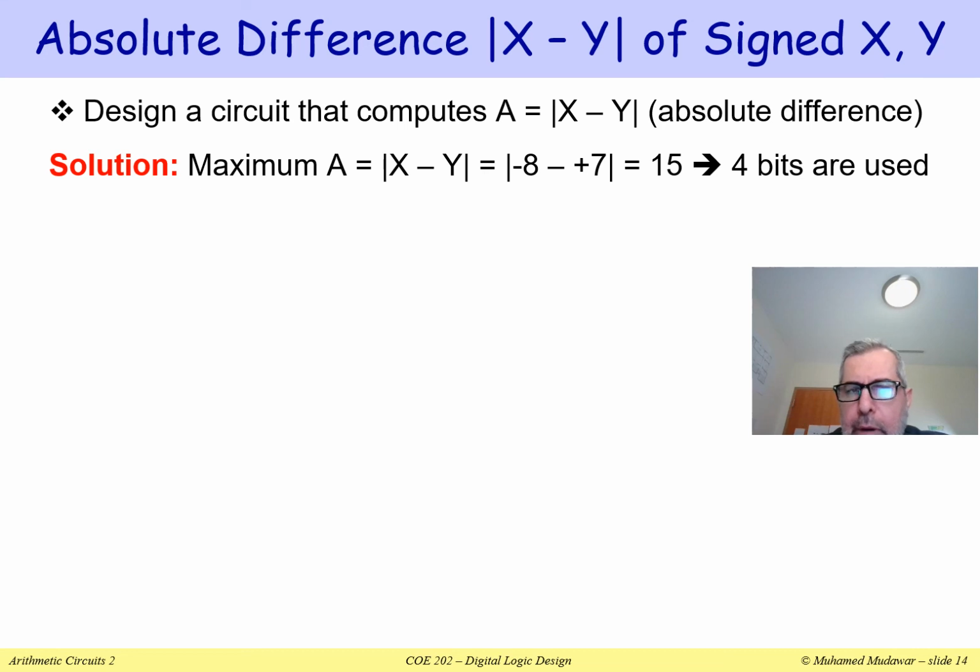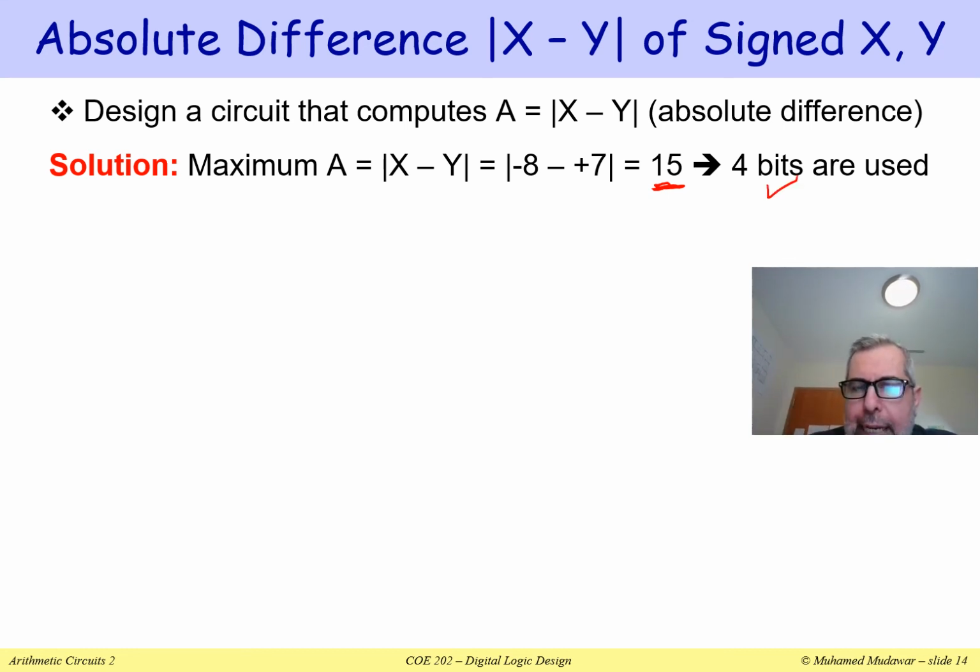Well, the maximum value of the absolute difference: what is the minimum value of x minus the maximum value of y? It is -8 minus +7. This will give me -15. So the absolute value of -15 is 15, and since it is 15, it can never exceed 15. Then you need 4 bits, because you can represent here any number between 0 and 15. 4 bits will be sufficient for the absolute difference.